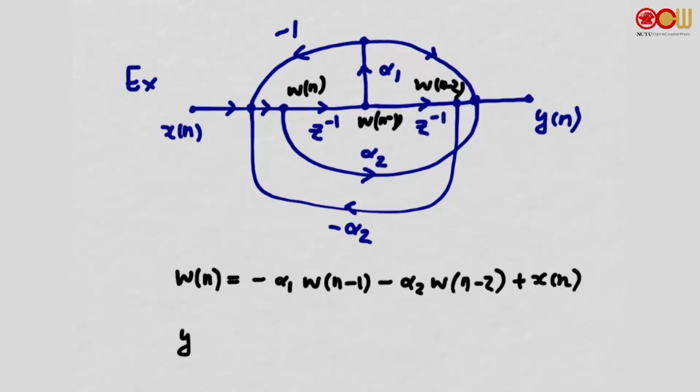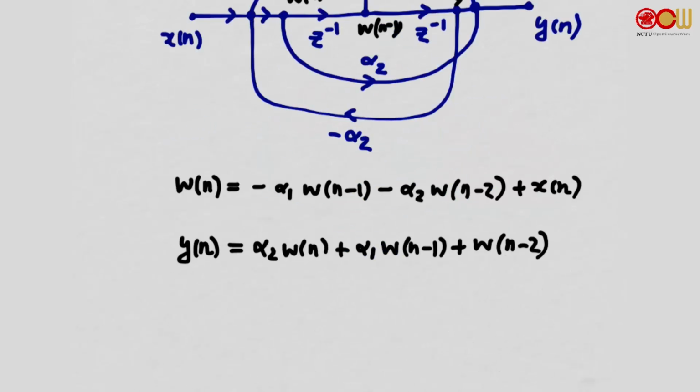And now let's look at y[n]. What is y[n]? y[n] is the output of this adding node. And it adds up w[n-2], and from here, w[n-1] times alpha 1 comes here, and then a third one comes, this is w[n] times alpha 2. So let's write them down. There's alpha 2 w[n], and then there is alpha 1 w[n-1], and then there is w[n-2].